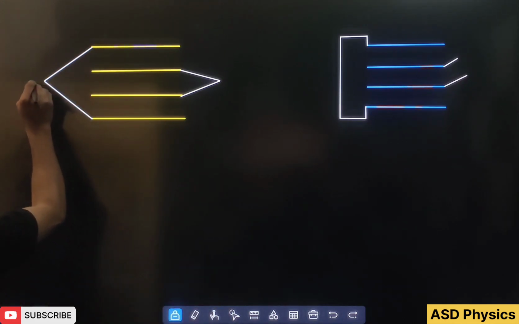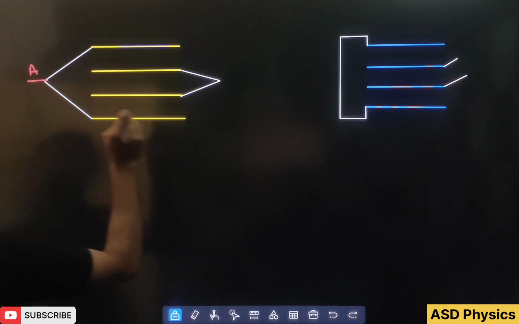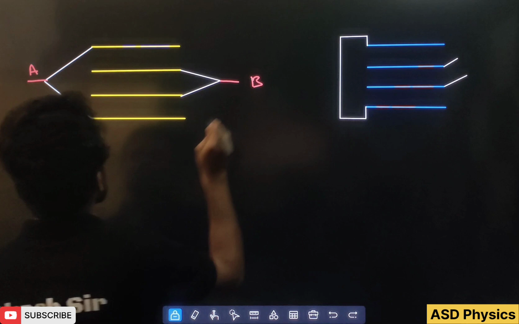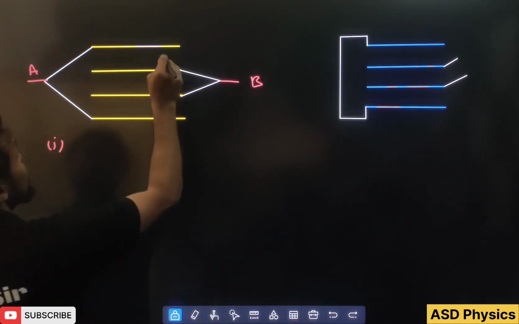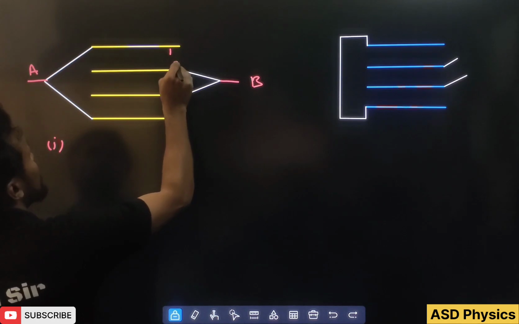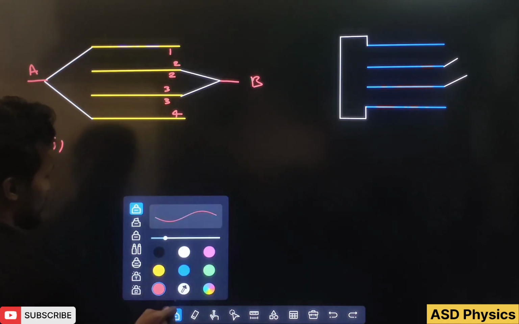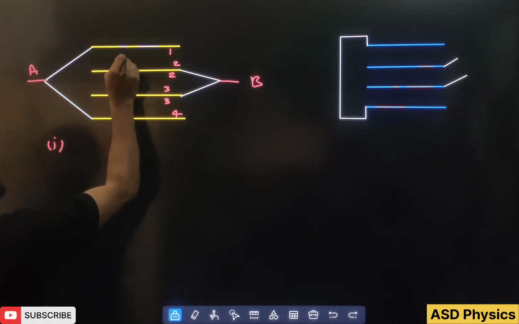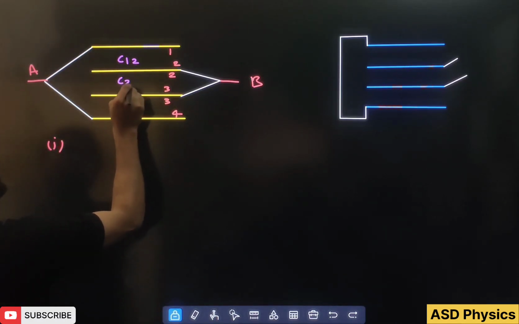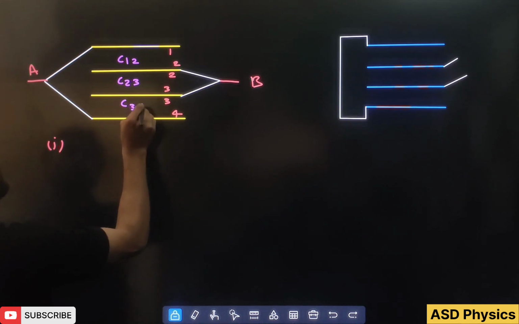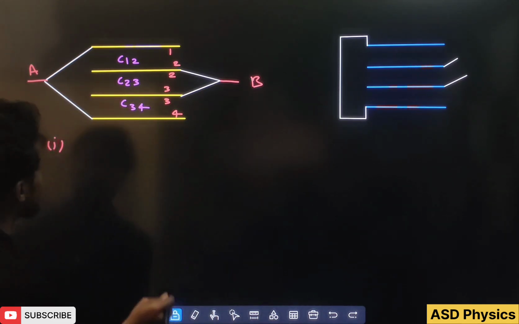See here, I have taken this as A, and this one as B. Now let me give the plates numbers: 1, 2, 2, 3, 3, and here 4. Can you tell me how many capacitors will form? This is C12, this is C23, this is C34. But how do we draw it now?